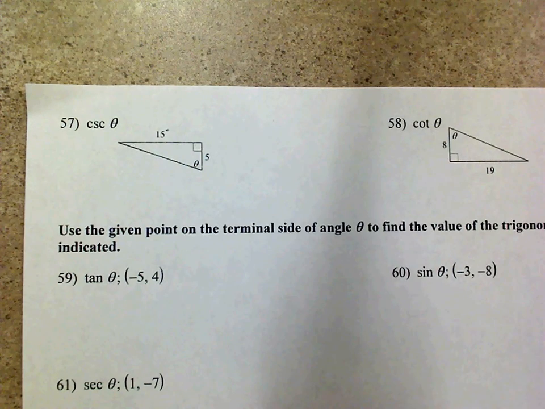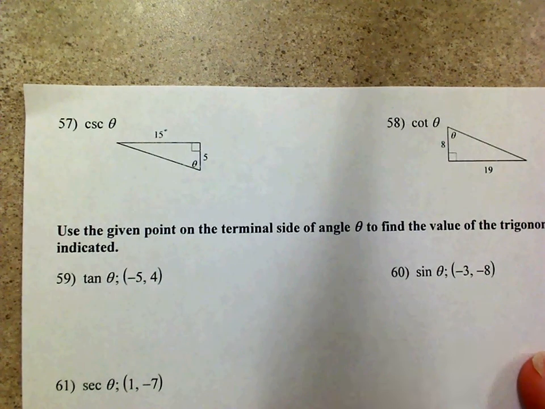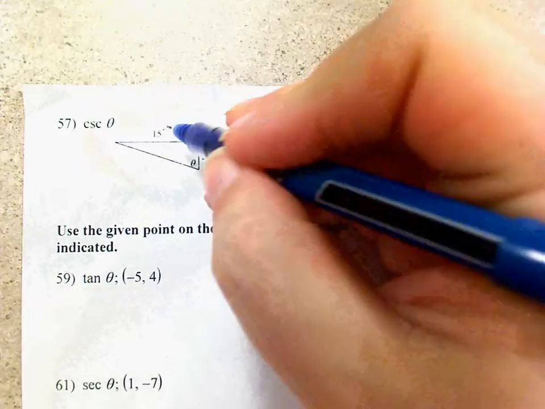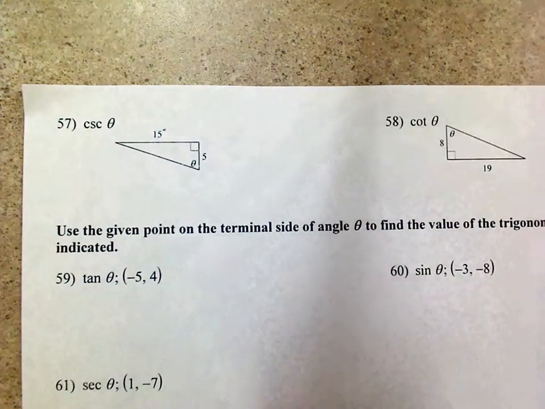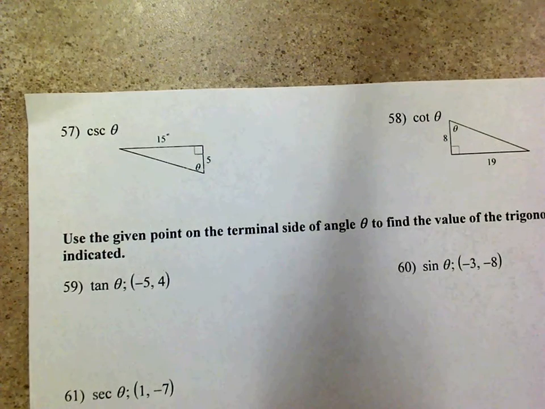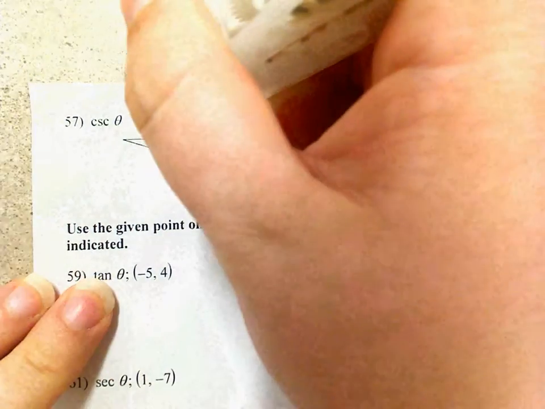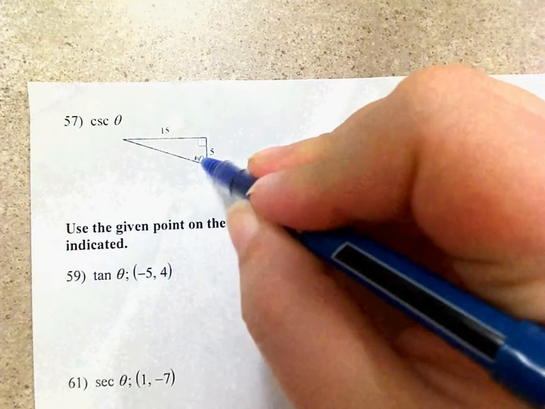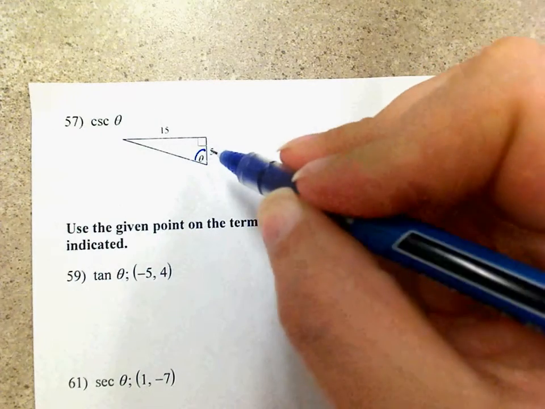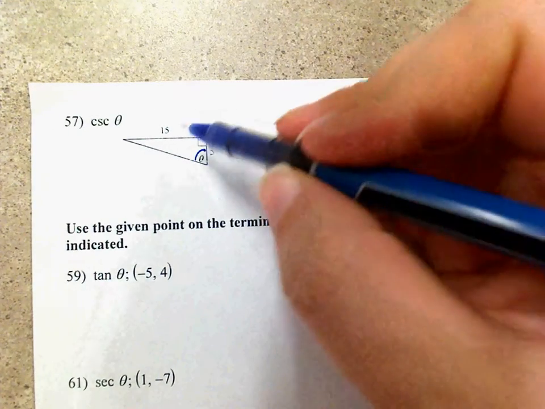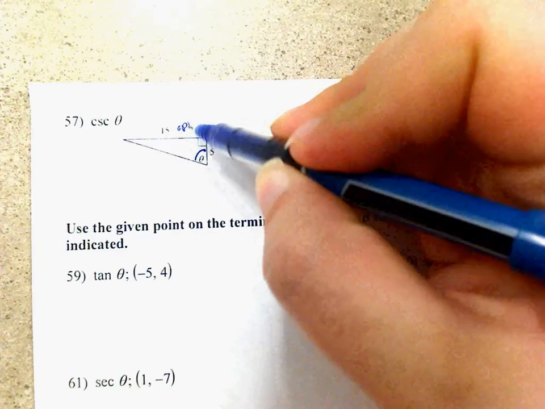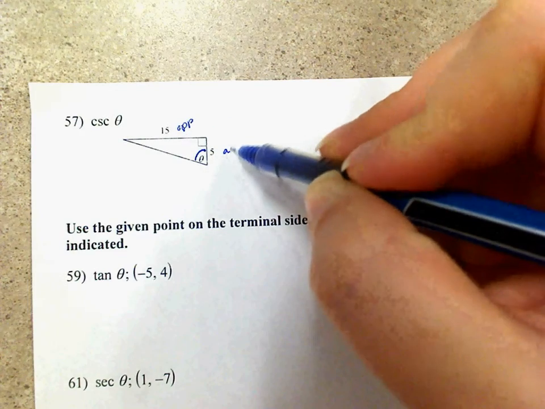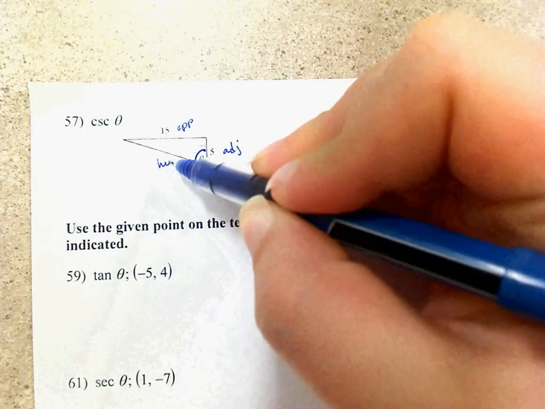On number 57 you're supposed to find the cosecant of theta, and what we have looks like a degree mark but it's nothing. Just write that out. Okay, so when you think about this triangle, across from theta we have 15, which is opposite. We have the side beside it, which is adjacent, and then we do not have the hypotenuse.